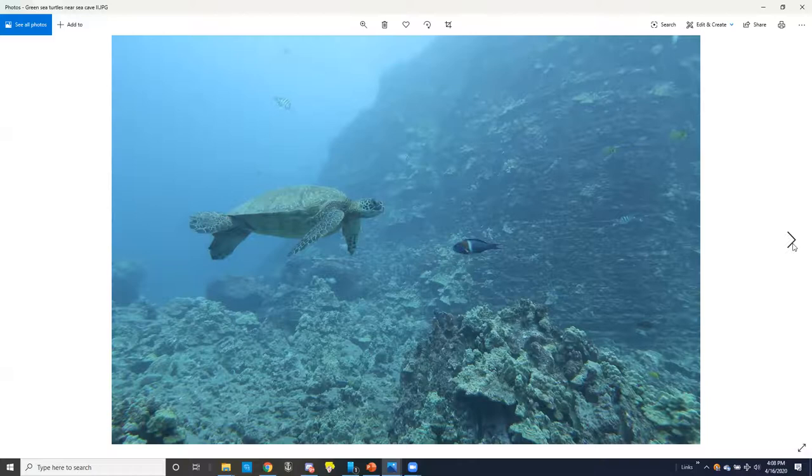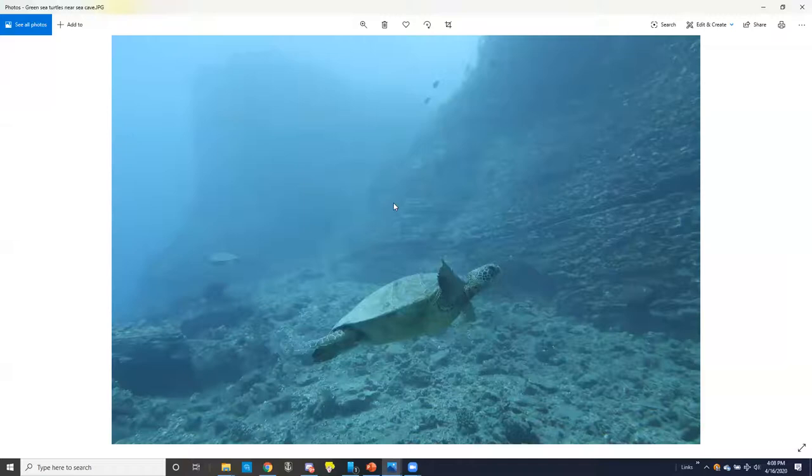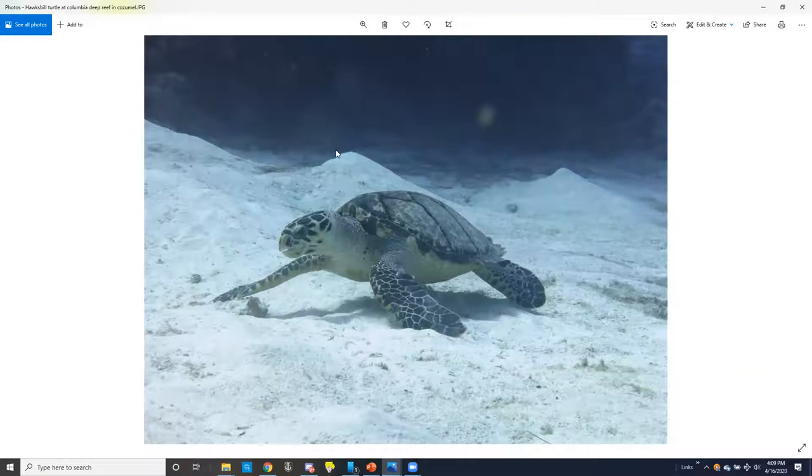This one was actually this year, a recent picture. Same dive, actually. There was a lot of turtles out there that day. They were swimming up and down the wall, really fun. Okay, so now this was a picture I got to remember.